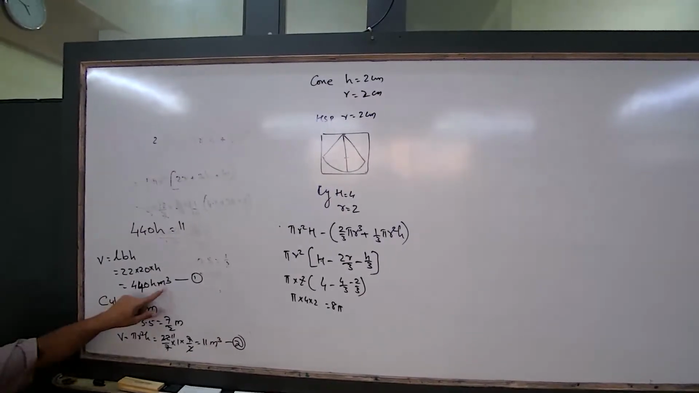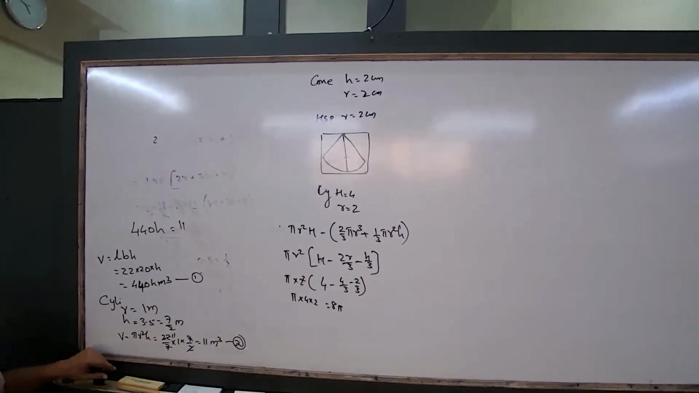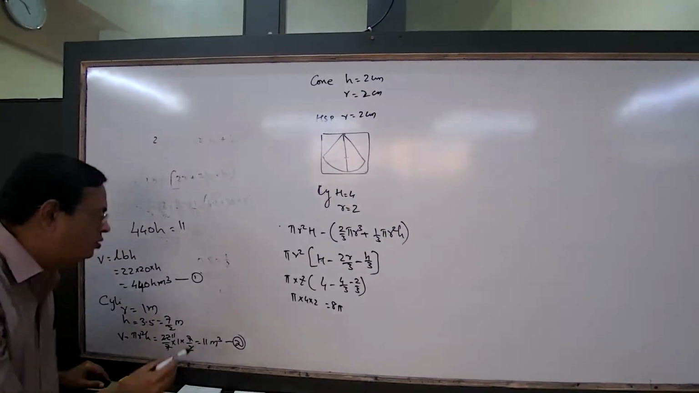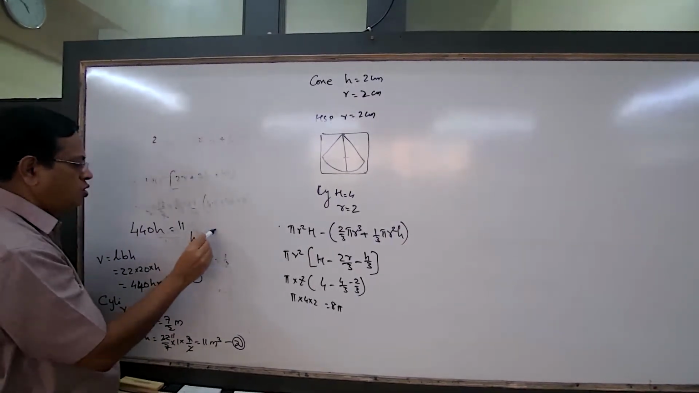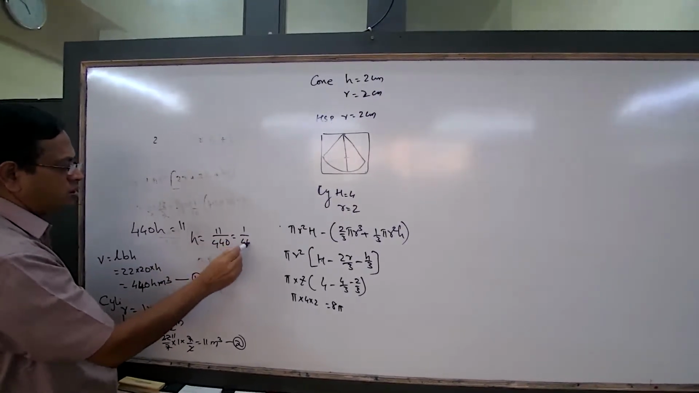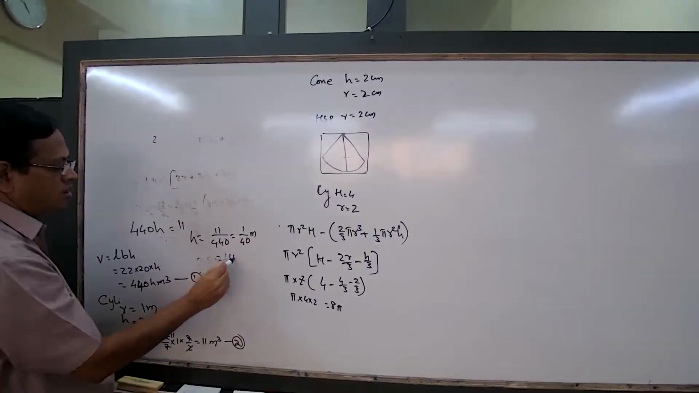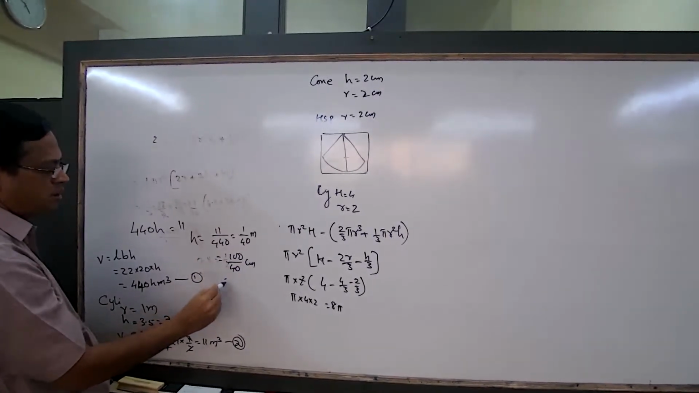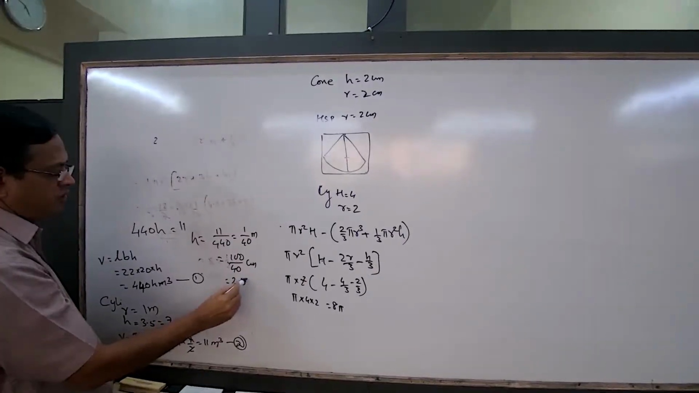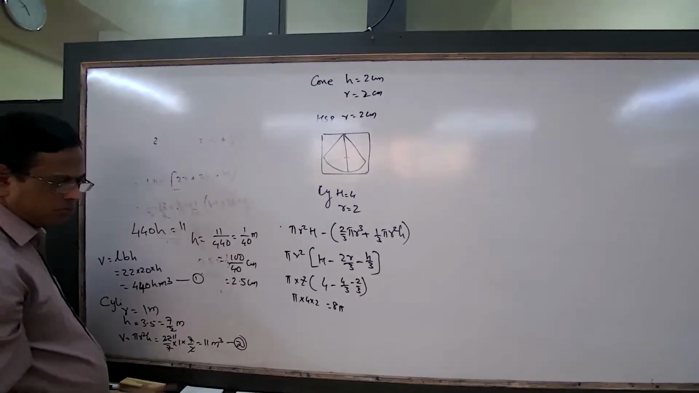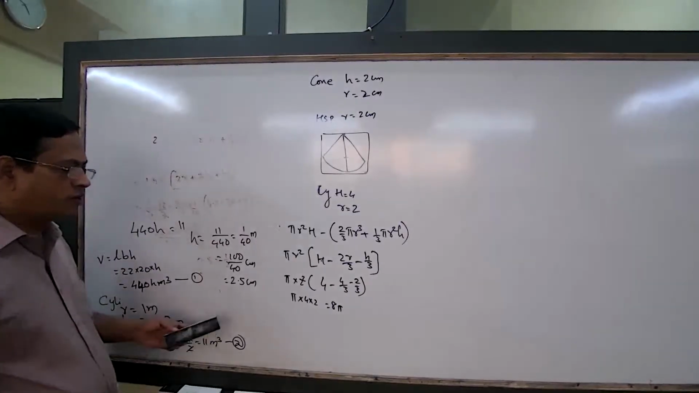And I equated both of them. Meter cube, no need to write. Therefore, h is equal to 11 by 440. How much is that? 1 by 40 meter. That is equal to 100 by 40 centimeter. Cancel, 10 by 4, 2.5 centimeter. 1 by 40, na? 2.5 centimeter.